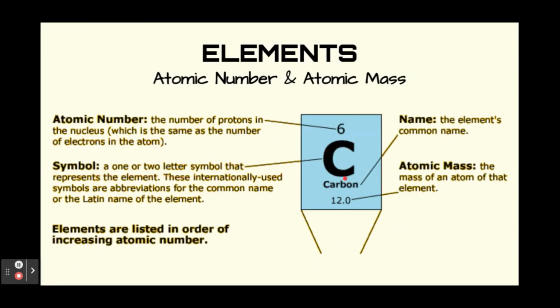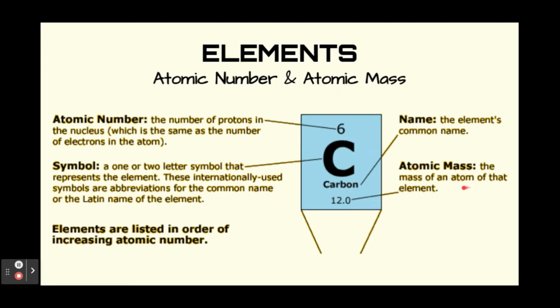We have C, because since there's so many elements, instead of writing each of them out, we just write the first or second letter of it. So these internationally used symbols are abbreviations for the common name or the Latin name of the element. So carbon, C. And then we have the name, which is carbon. We already know that. And then we have the atomic mass.